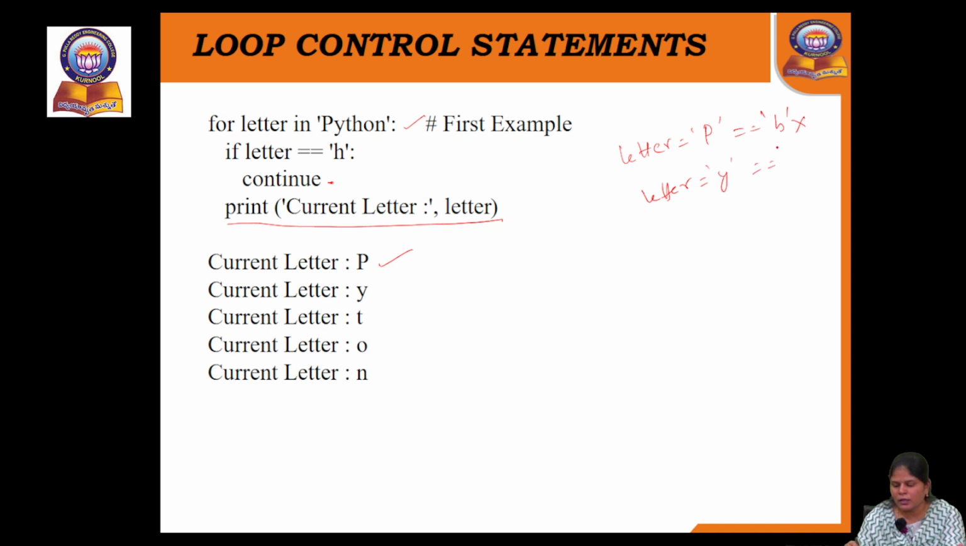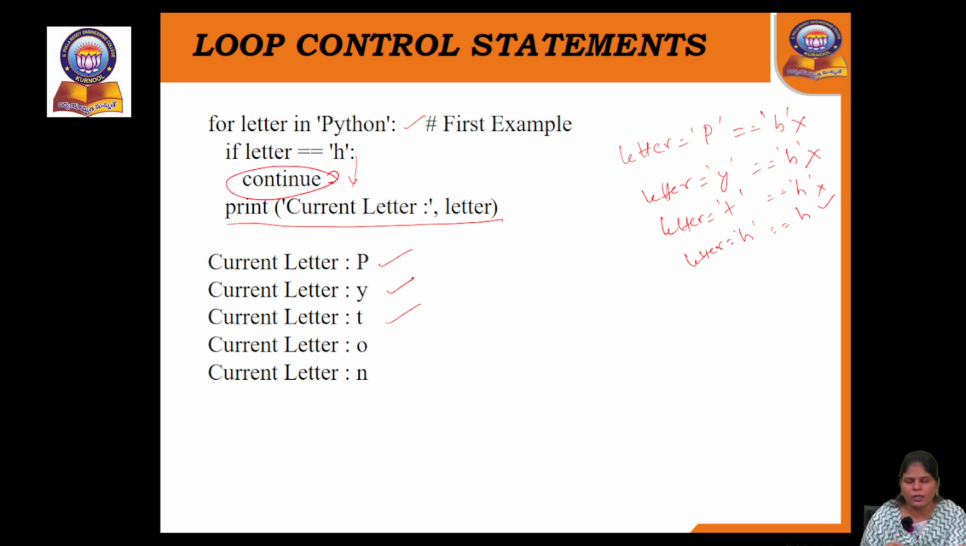So Y equal to H, wrong. So it goes back. So it will print the letter Y. Next the letter will be initialized with T. So T equal to H, false. So it will print the letter T. Next the letter is H, which is equal to H. So the condition is true. So the continue is being encountered. Yes. So that's why this line will not be executed.